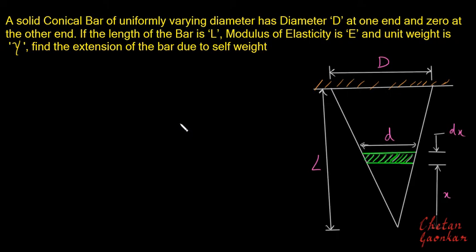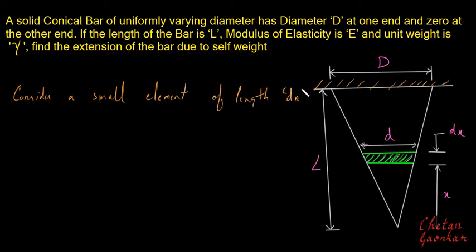So in order to find the extension due to the self weight, what I will have to do is again the same thing. First of all, I will have to consider a small element of length dx. So I will consider a small element of length dx, at a distance x from the free end, right?